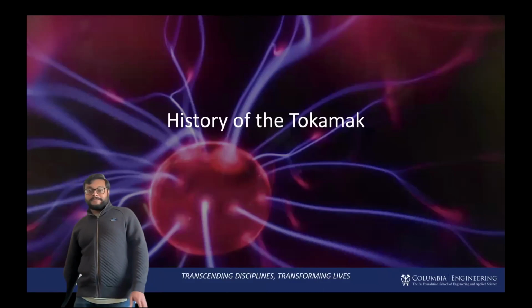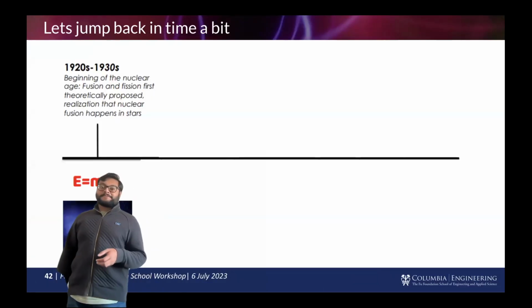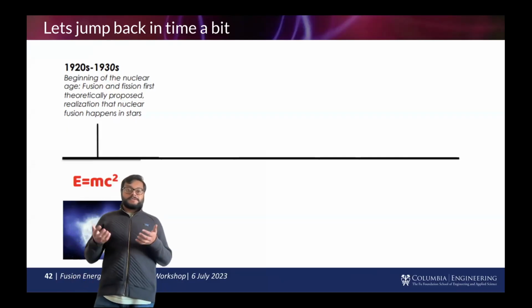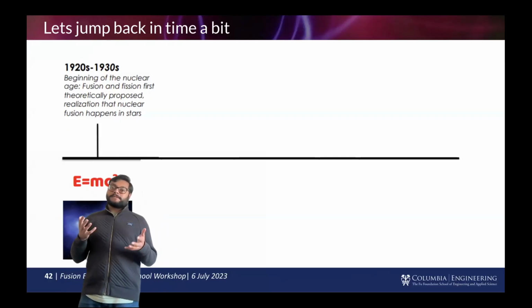So let's talk a little bit about where tokamaks come from and the history of tokamaks. So in the 1920s and 30s, fusion and fission were first introduced. So you might recognize the famous equation E equals mc squared.